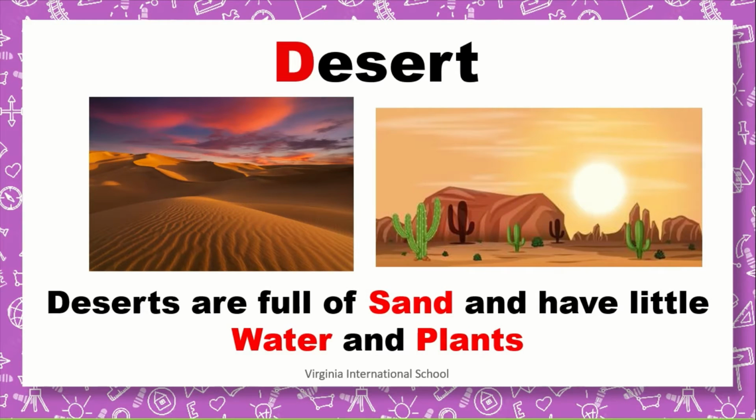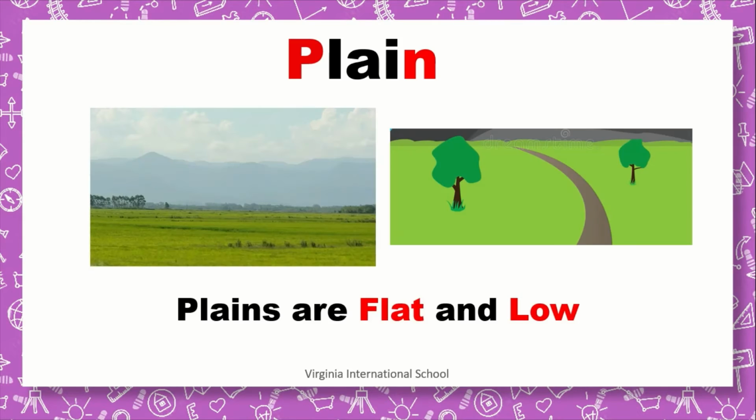Number four is a desert. That's a kind of landform. A desert is full of sand and has little water and few plants. It's called a desert. It's full of sand only. Number five, it's a plain. Starts with a P, ends with an N. Plain. Plains are flat and low.